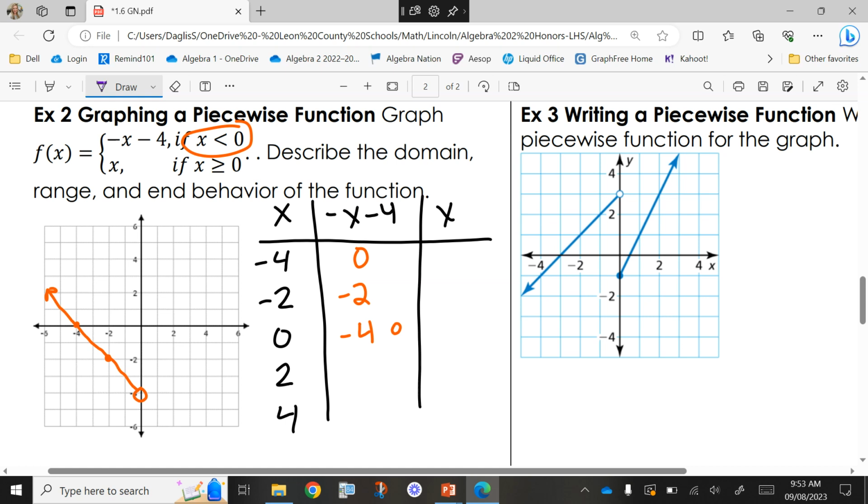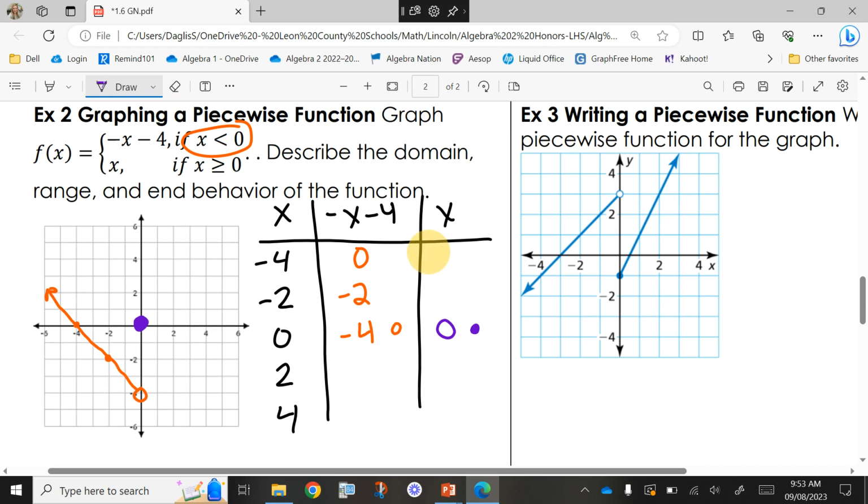All right, now 0 is equal to 0, right? So I can jump over to the other side of my table. If I plug in 0 for x, I get 0. This is going to be nice. This time we're going to get a closed dot. So 0, 0, my origin, gets the closed point.